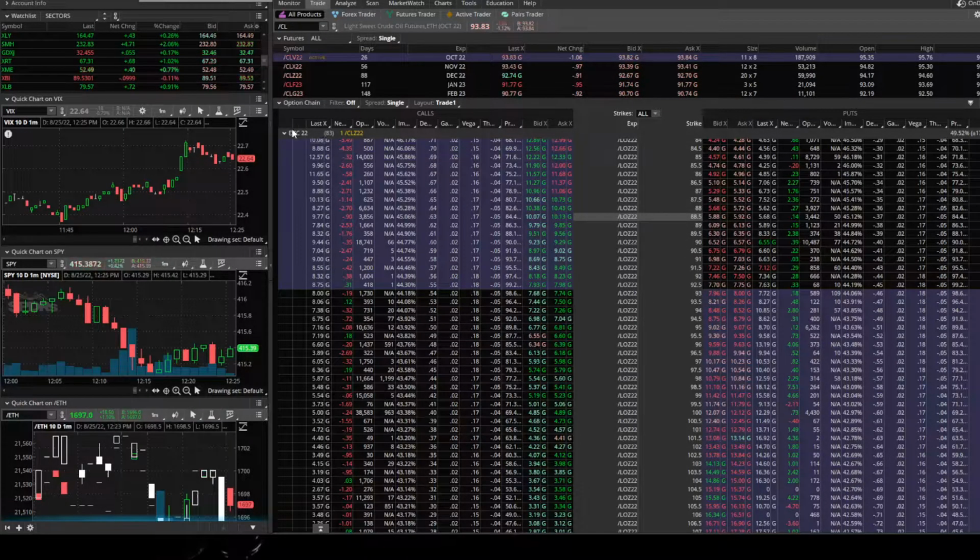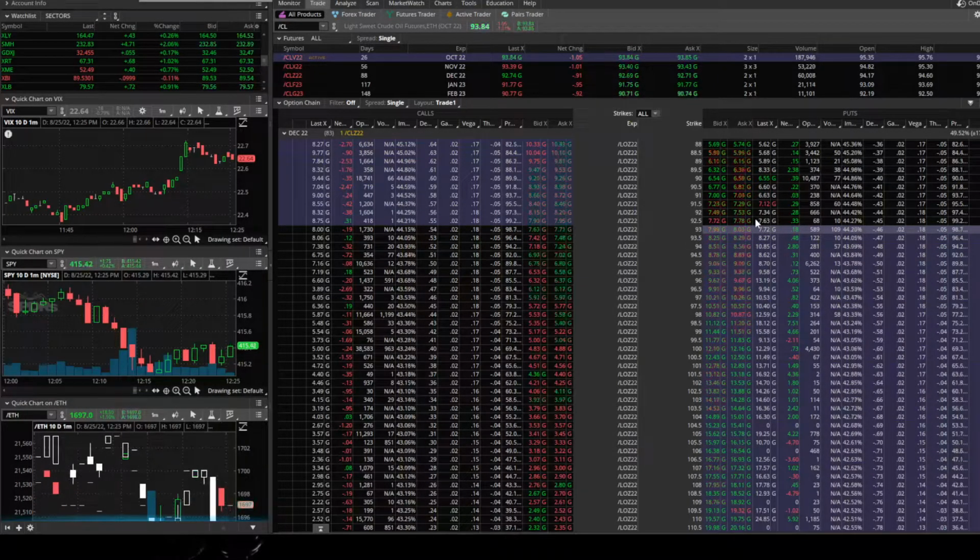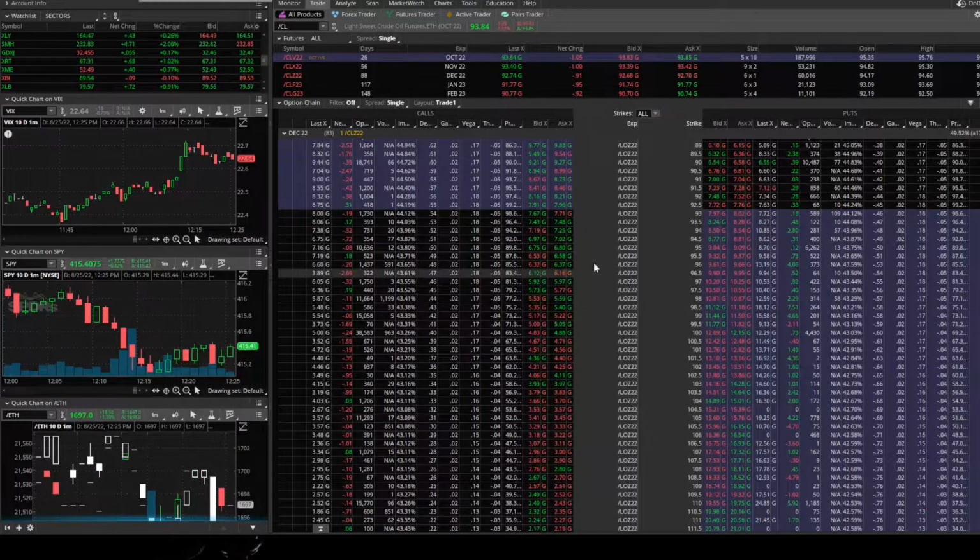If you actually look at some of the other contracts, they don't have the OI. Most of the OI and a lot of the activity right now is in the December contract. Something is going on for December, okay? Something is going on for December.